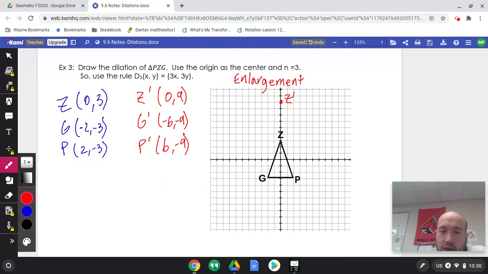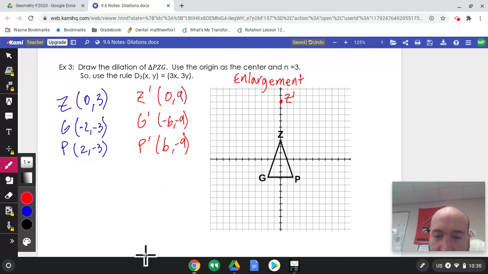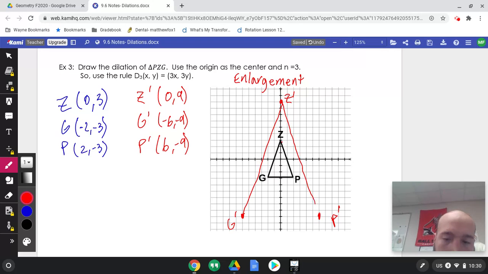Okay, then let's see. So G prime is at negative 6, and down 1, 2, 3, 4, 5, 6, 7, 8, 9. And then P prime is the same except at positive 6. So we label those and we're almost done. All right, and there we go.